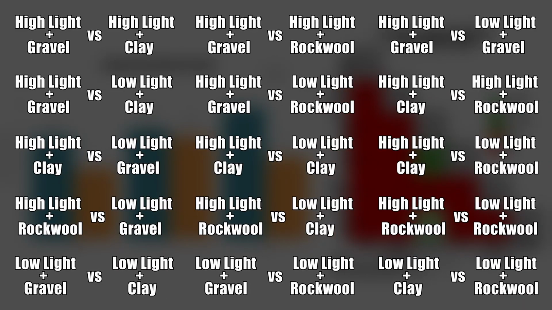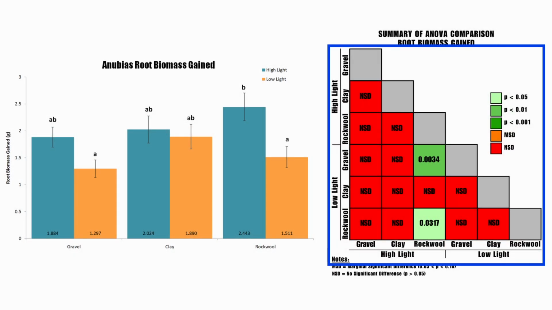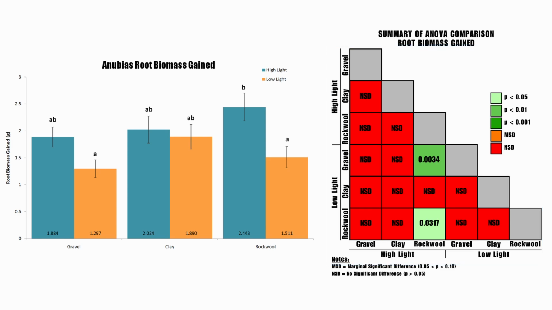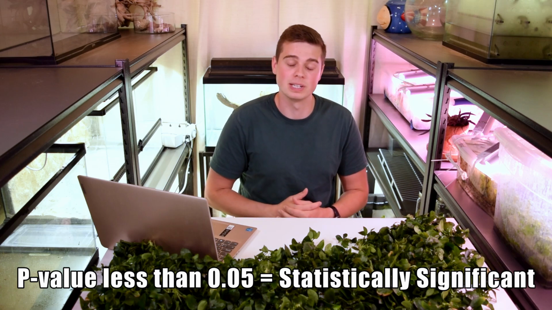So as you can see here, with 6 different treatments, we actually have 15 different comparisons for each possible combination in this experiment. And so the ANOVA comparison matrix actually makes it quite easy to visually tell if any of those combinations ended up being statistically significant. So for example, if you follow the highlight Rockwool up to the comparison with low light gravel, you can see that that difference was statistically significant and ended up having a p-value of 0.0034. And as is pretty standard with most scientific experiments, we're using a p-value of 0.05 to tell when something is statistically significant.